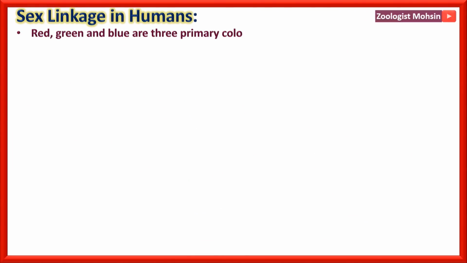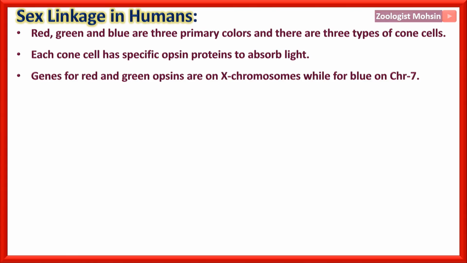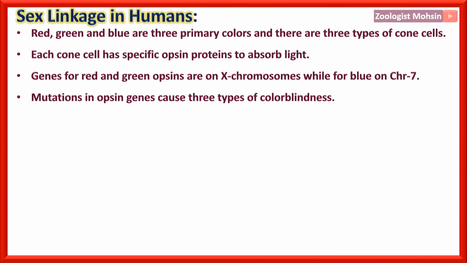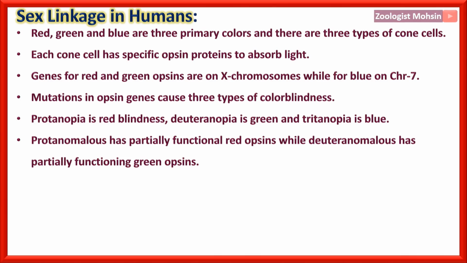Red, green and blue are three primary colors, and there are three types of cone cells in the eyes as well. Each cone cell has a specific opsin protein to absorb light. Genes for red and green opsins are on the X chromosome, while the gene for blue is on chromosome 7. Please remember, mutations in opsin genes cause three types of color blindness. Protanopia is red blindness, deuteranopia is green, and tritanopia is blue. Protanomaly has partially functional red opsins, while deuteranomaly has partially functioning green opsins.